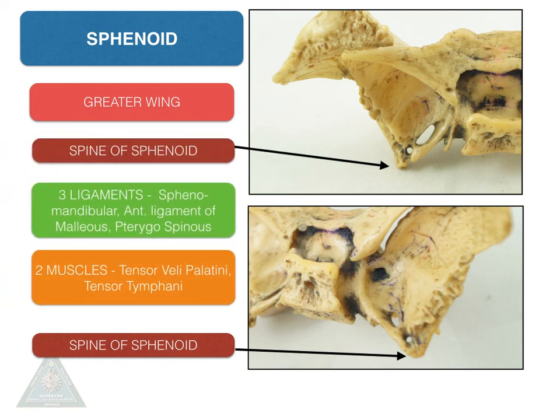The spine of sphenoid has got attachment to three ligaments and two muscles. The ligaments are the sphenomandibular ligament, anterior ligament of the malleus, and pterygospinous ligament. The two muscles are the tensor veli palatini and the tensor tympani.